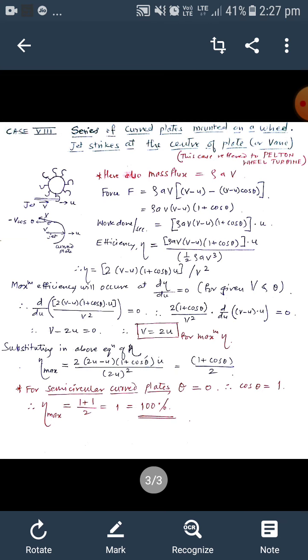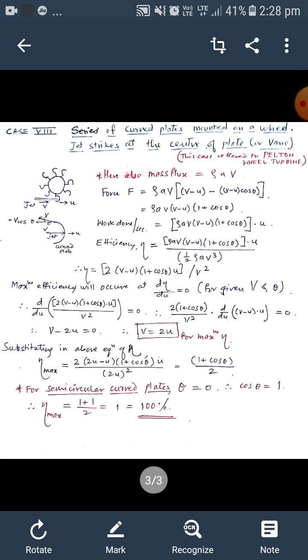Instead of flat plates, suppose curved plates are attached there, where the jet is diverted by reverse angle theta. Okay, the same calculations we can do. The steps are same here. That is, force is calculated as mass upon time. Here again mass upon time is taken as rho into A into V, as if the plate is stationary, because number of plates are there one after other, in front of the jet. But inside the bracket, relative velocities we have to take.